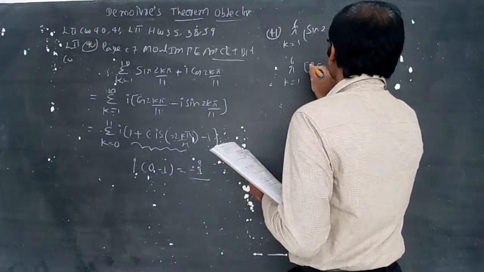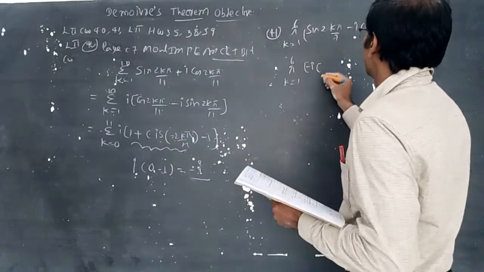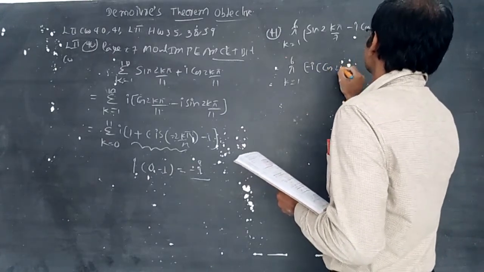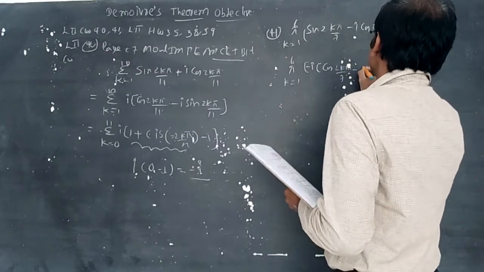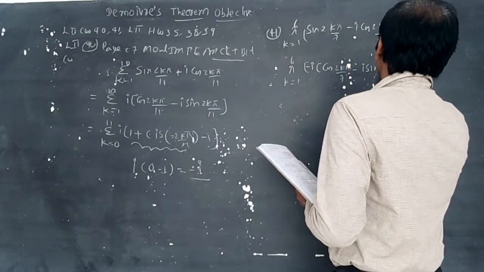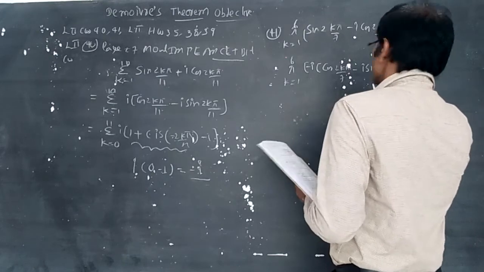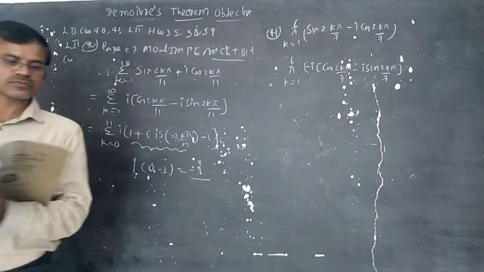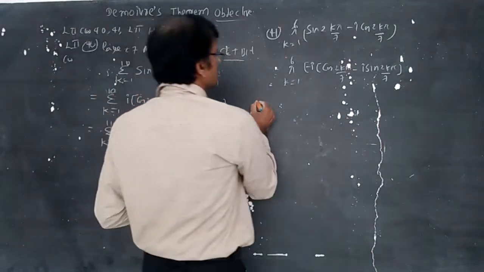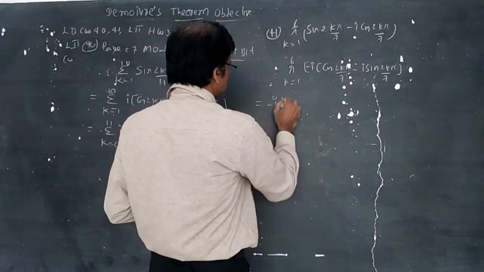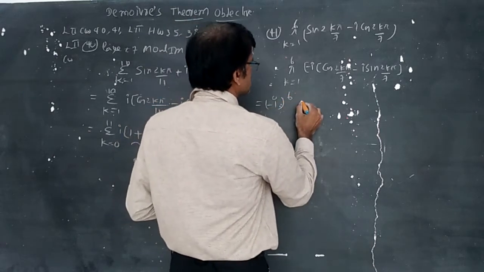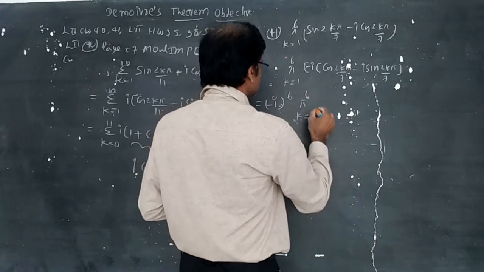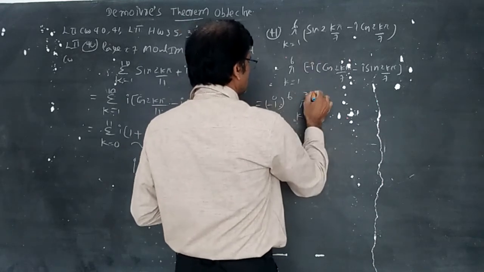I take common, that is minus i along with power 6. Now cos(2kπ/7) minus i sin(2kπ/7). Pi means product, right, like this. Minus i whole power 6, product of k equals 0 to 6, 0 to 7.